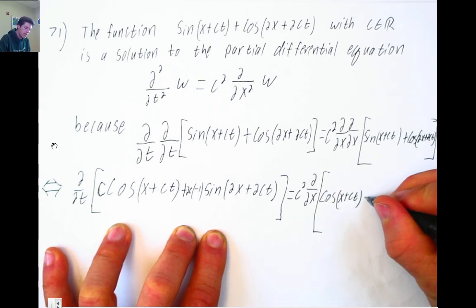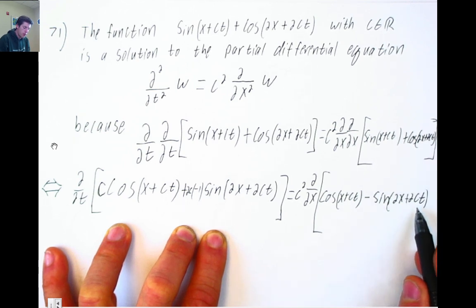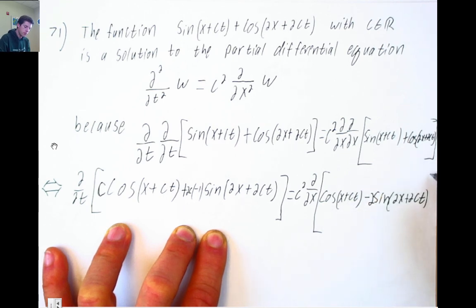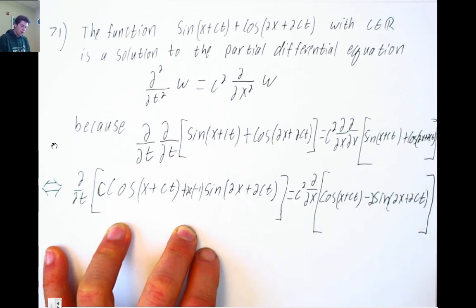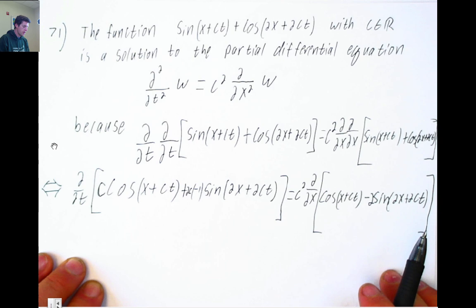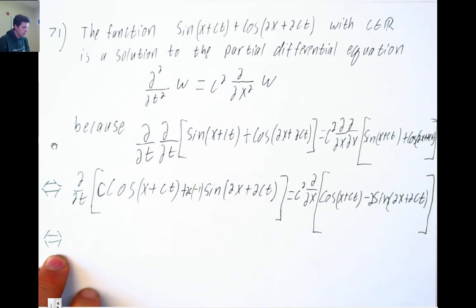Derivative of cosine is negative sine, and we have a 2x plus 2ct. Then I need to multiply by the derivative of the argument with respect to x, but that is 2 this time. We're taking the derivative with respect to x, right? 2x plus 2ct, and no c appears over here. So we're getting c's from the time derivatives, but not c's from the x derivatives.